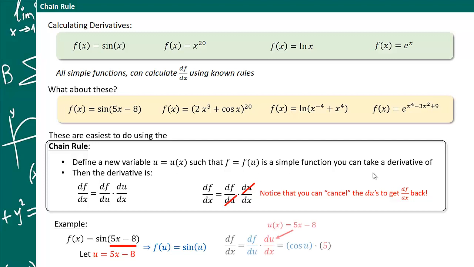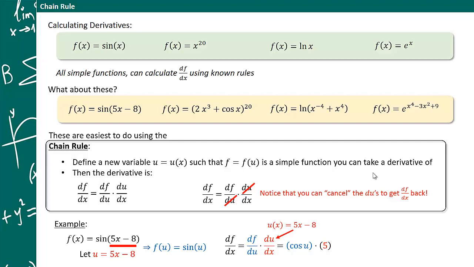Well, now the chain rule tells me that to find the derivative of f with respect to x, I take the derivative of f with respect to u, and then I take the derivative of u with respect to x. So the derivative of f with respect to u is cosine of u. The derivative of u with respect to x is just 5.